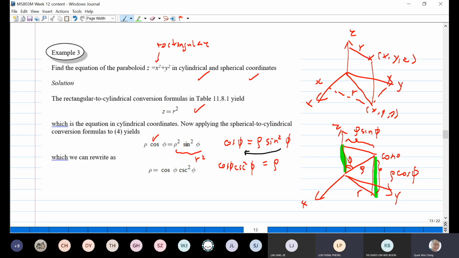Can you repeat why it is rho sine squared phi again? Sorry, I wasn't listening. Which one? The cosine phi equals rho sine squared phi. Yes. Okay, let me see.